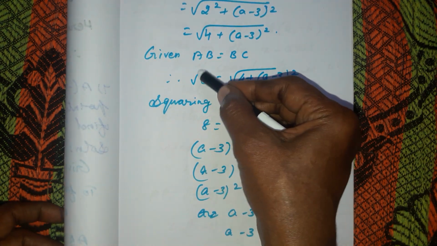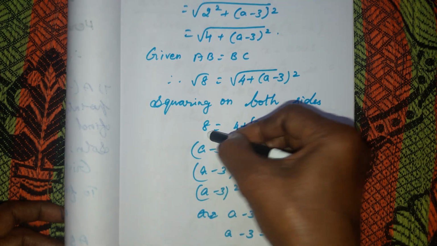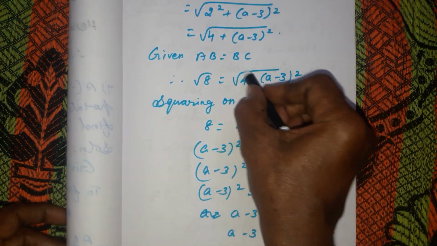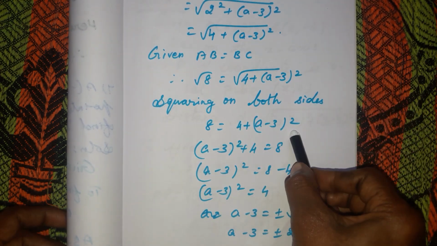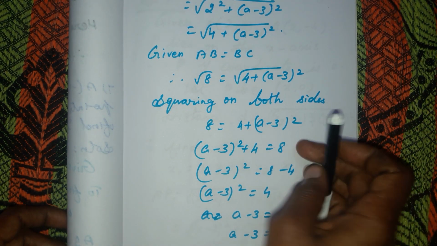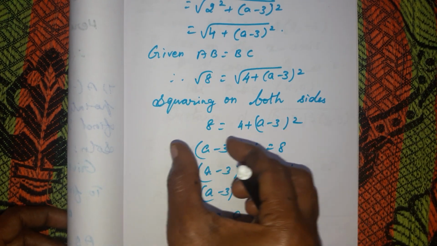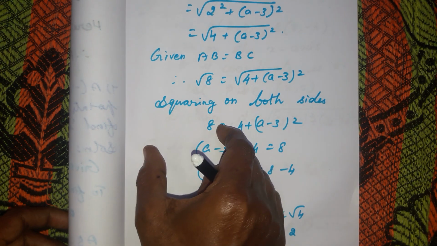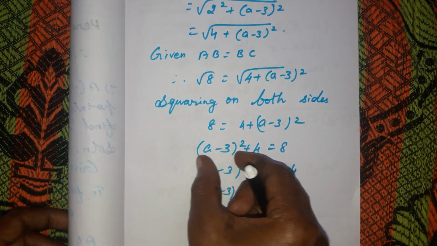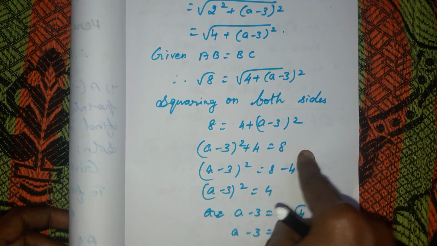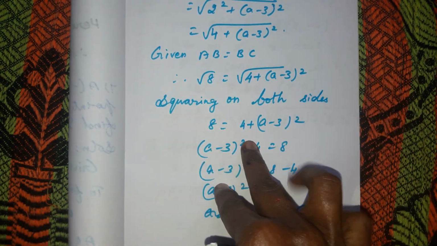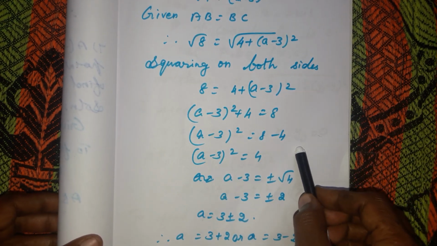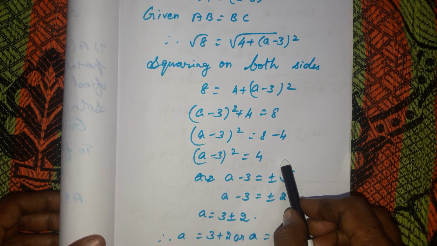When we are squaring, the square root of 8 the whole square is equal to 8. The square root of 4 plus (a minus 3) the whole square is equal to 4 plus (a minus 3) the whole square. Interchanging the sides, we get (a minus 3) the whole square plus 4 is equal to 8. So (a minus 3) the whole square is equal to 8 minus 4, then (a minus 3) the whole square is equal to 4.